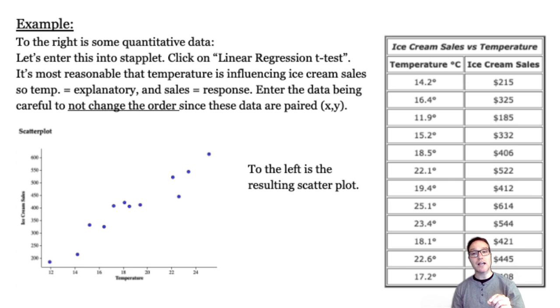So when you go to Statplet.com and you click on linear regression, make sure that when you enter each column, column 1 and column 2, the two lists, you don't rearrange the order of any value, because these are actually paired pieces of data. So the temperature goes with the ice cream sales. They correspond to each other. And here's the scatter plot that we see. It looks linear and positive and fairly strong, but let's get some numbers to back that up.